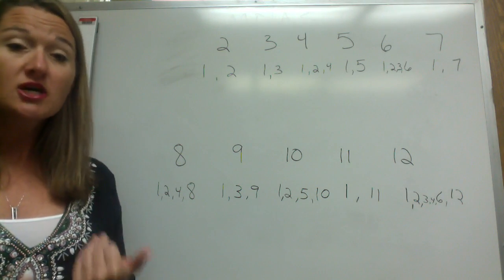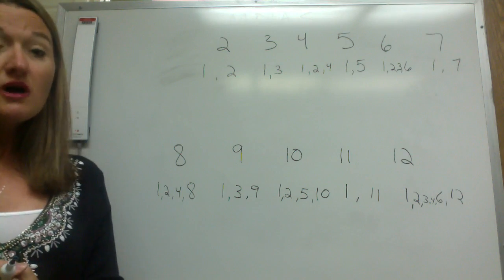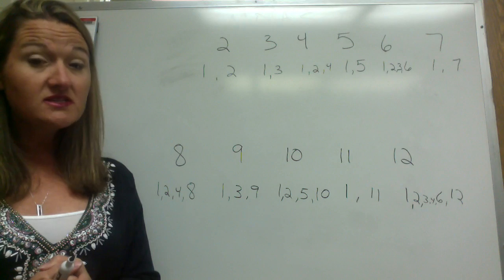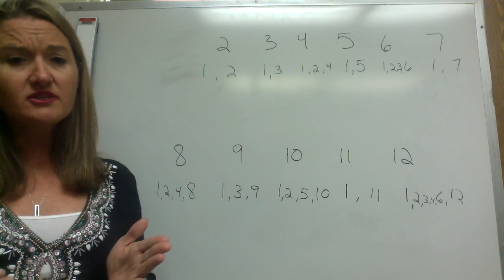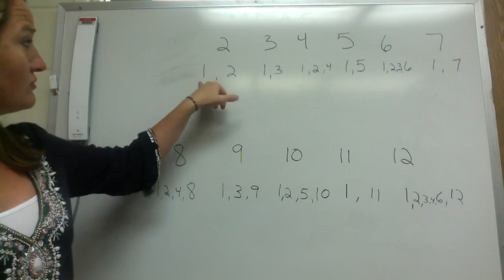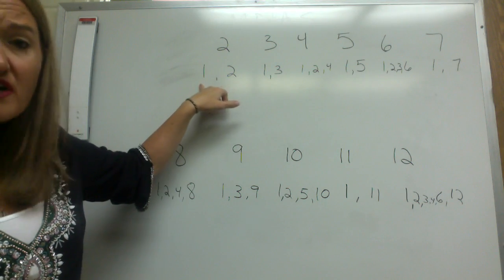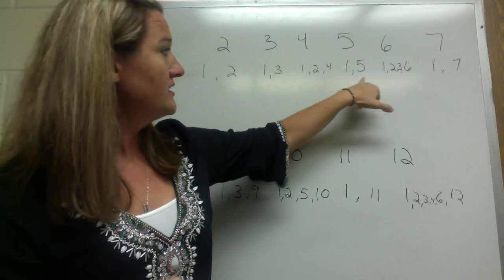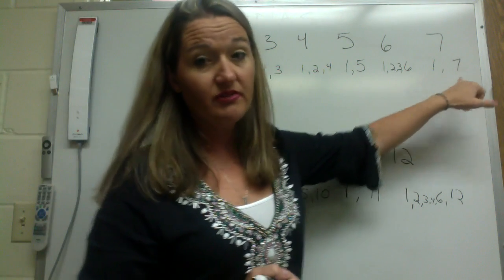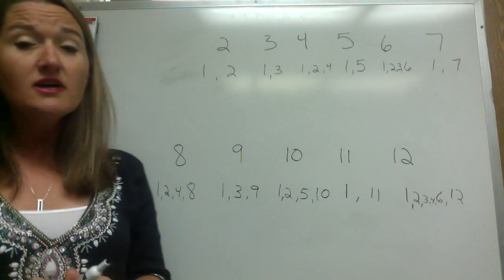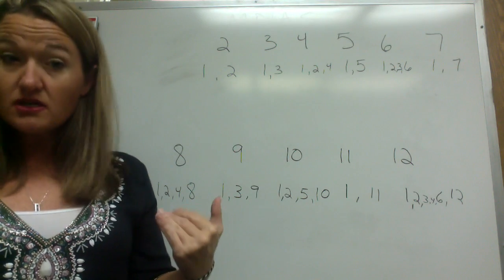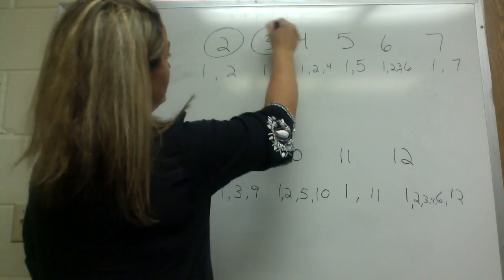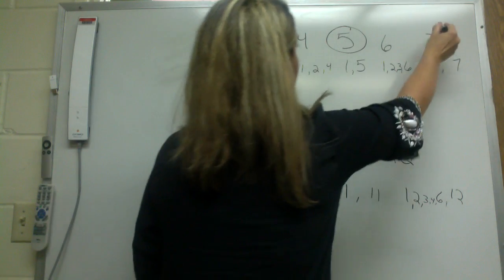Now we're going to talk about what a prime number is. A prime number is a number that is only divisible by itself and 1. So thinking about the factors, the ones like 2 and 3, their only factors were 1 and itself. Look at 5, 1 and itself, 7, 1 and itself. It didn't have all these other little factors. So if that's the case, then that number is a prime number. So 2 is prime, 3 is prime, 5 is prime, 7 is prime.